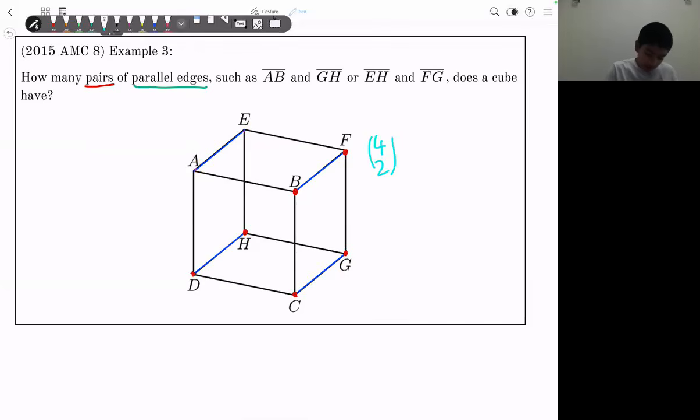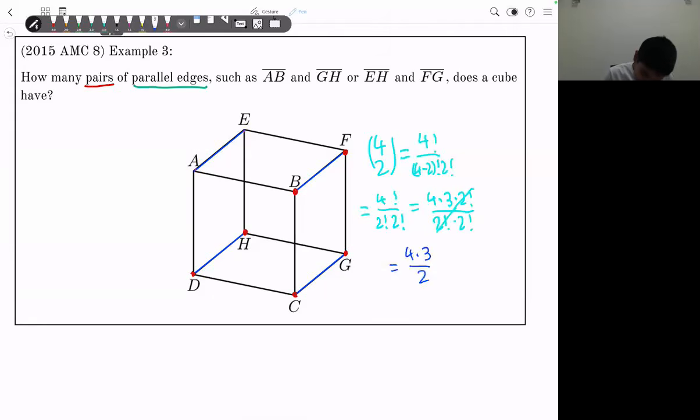And similarly, and I'm going to evaluate this here, 4 choose 2 is 4 factorial over 4 minus 2 factorial times 2 factorial, which is equal to 4 factorial over 2 factorial times 2 factorial, which is 4 times 3 times 2 factorial over 2 factorial times 2 factorial, and these terms will both cancel, and then we are left with 4 times 3 divided by 2, and 4 times 3 is 12, 12 divided by 2 is 6. So 4 choose 2 is 6. But we're not done yet. We've only looked at these 4 edges, AE, BF, DH, and CG.